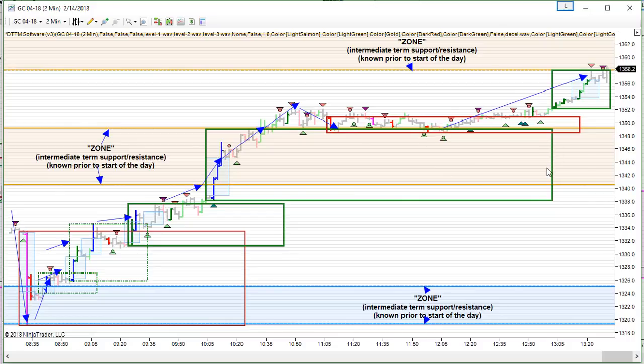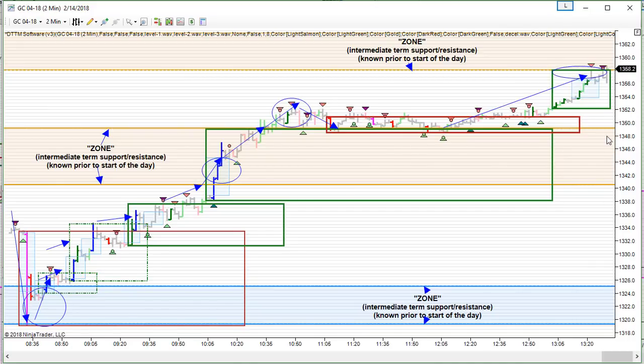So if you look at the indications just on the zone level, again, on our box level, we can see that buying boxes started to stack up. Our selling boxes were failures. Eventually, we talk about how to make sense of all that. But just on the zone level, this zone held support. Buyers were then strong enough to get inside of this one. They were then strong enough to get above this one. They were then strong enough to test up to this one.